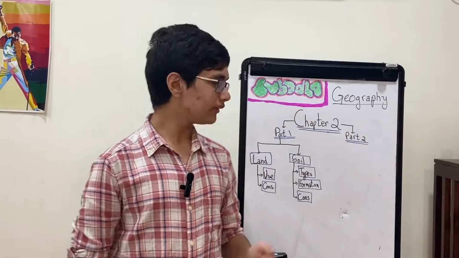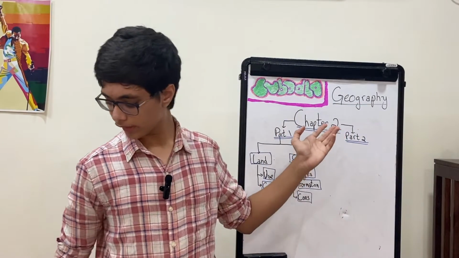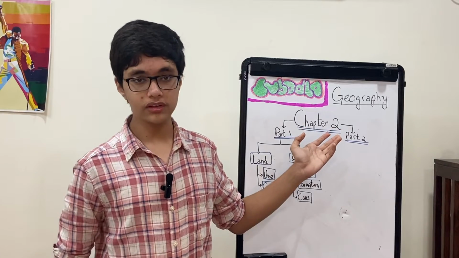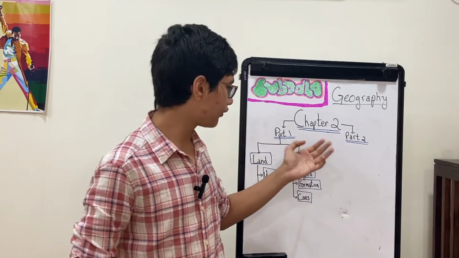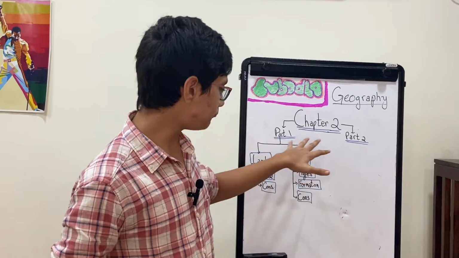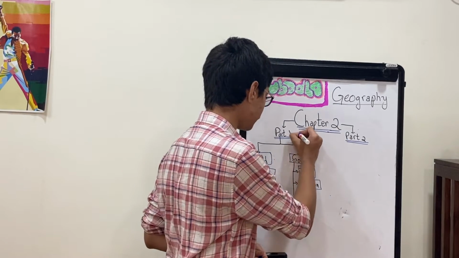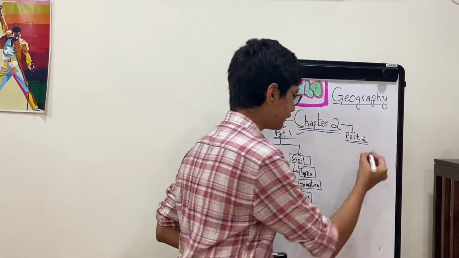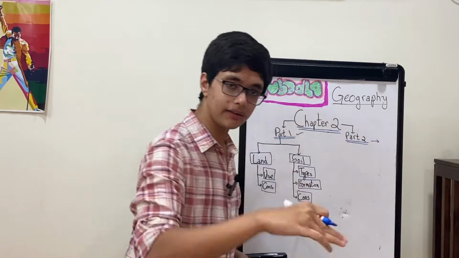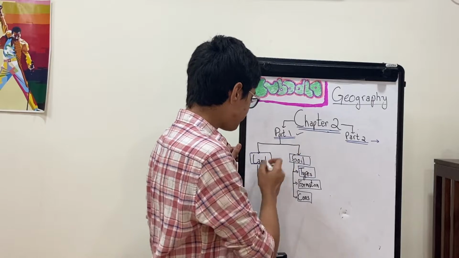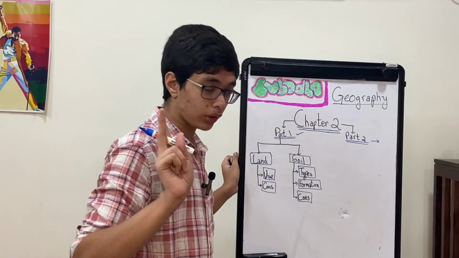Today we'll be covering the second chapter in geography, that is land, soil, water, natural vegetation and wildlife resources. I've divided this chapter into two parts so it'll be easier for you to learn. First is part 1, which we'll be covering today, and next is part 2, which we'll be covering in a future video.